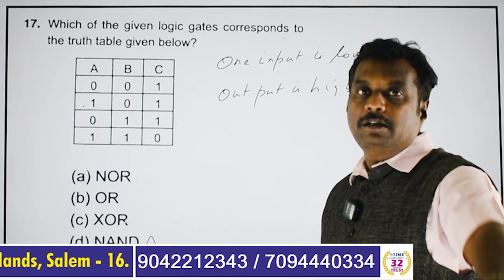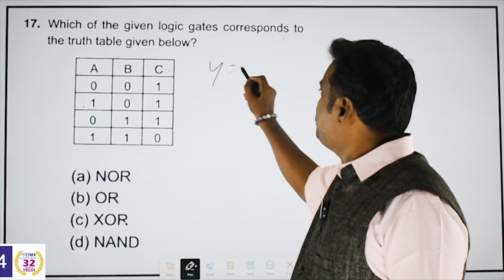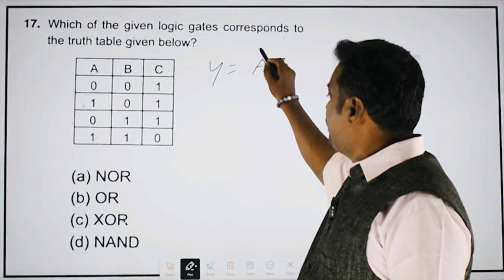Let's see how we state this and how we verify it. For a NAND gate, y is equal to a dot b the whole bar.